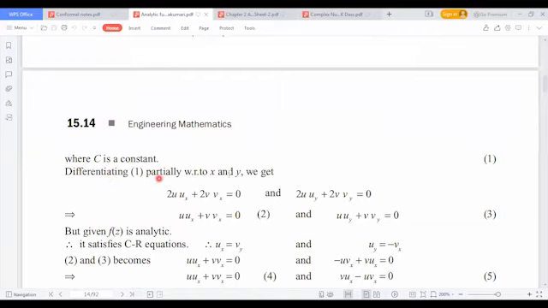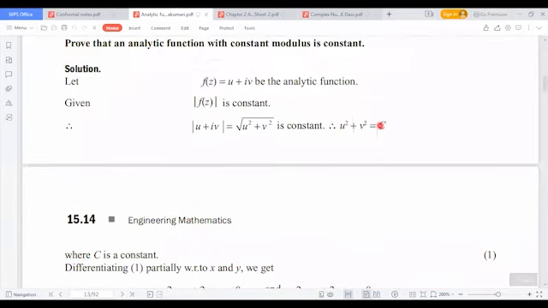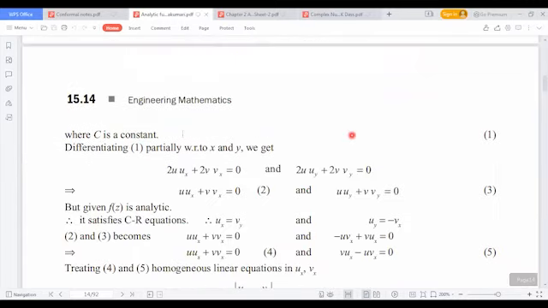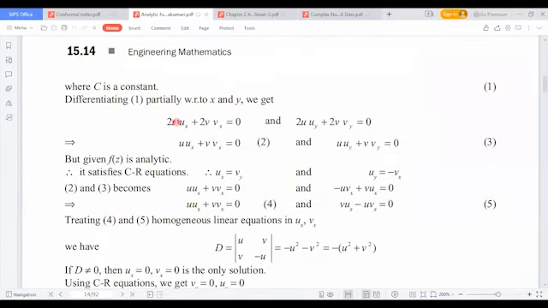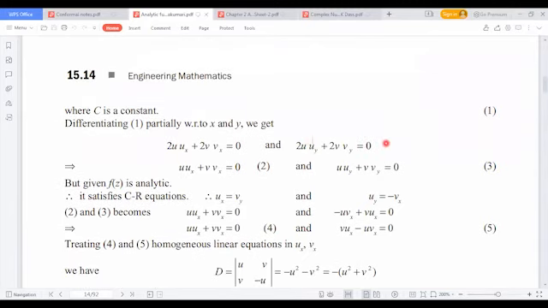Now differentiating partially with respect to x and y. Taking partial differentiation with respect to x, we get 2u times ux, since u is a function of x and y, plus 2v times vx. Similarly, differentiating with respect to y gives this. So we get two equations, 2 and 3: with respect to x we get this, and with respect to y we get equation number 3.